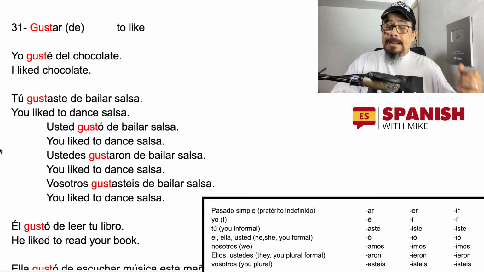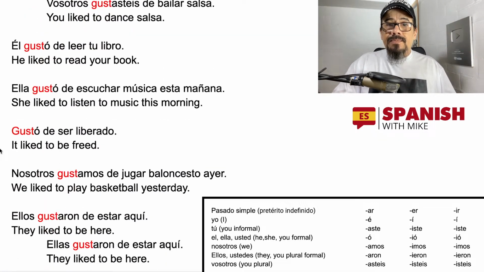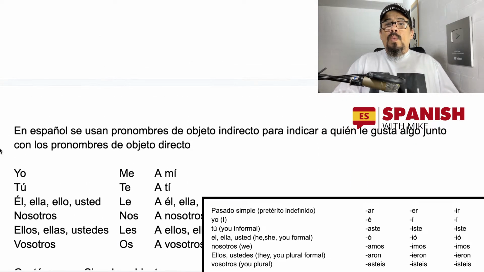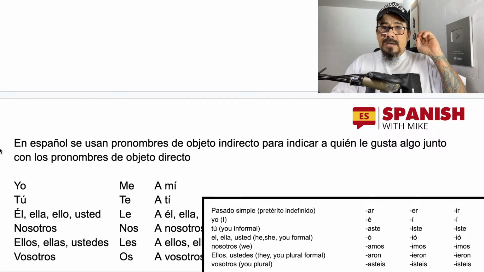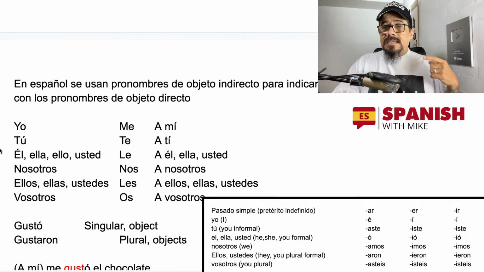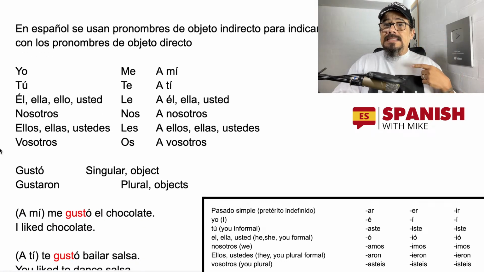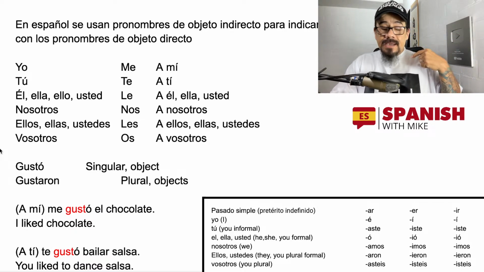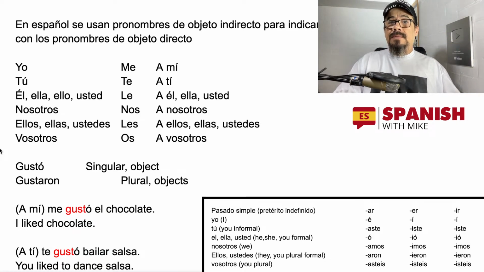But once again, although this conjugation is a real, valid, understandable conjugation of the verb gustar, that's not the way we use it. The way we use it is this. We use the indirect object pronoun in order to indicate who likes something. So instead of saying yo gusto de, I say me gusta. Me gusta. A mí. To me. I like it. To me. Me gusta. That's the way we use it.